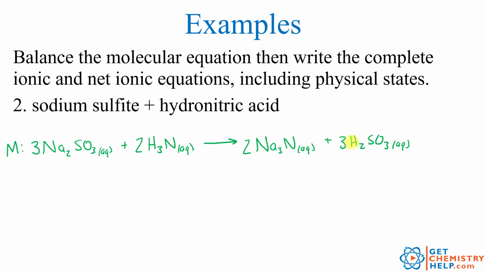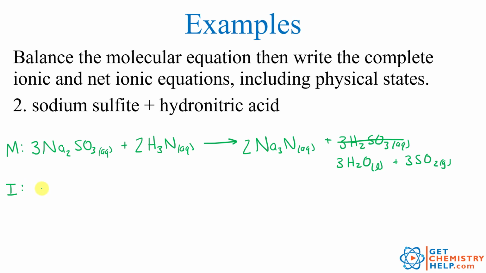Okay, so now I want to replace this with what is actually in solution, which is water and sulfur dioxide gas. But notice I had 3 sulfurous acids, so that's going to make 3 water liquids, that's supposed to be an L, and 3 sulfur dioxide gas. Okay, so this is the balanced molecular equation. Now let's go on to our ionic equation.